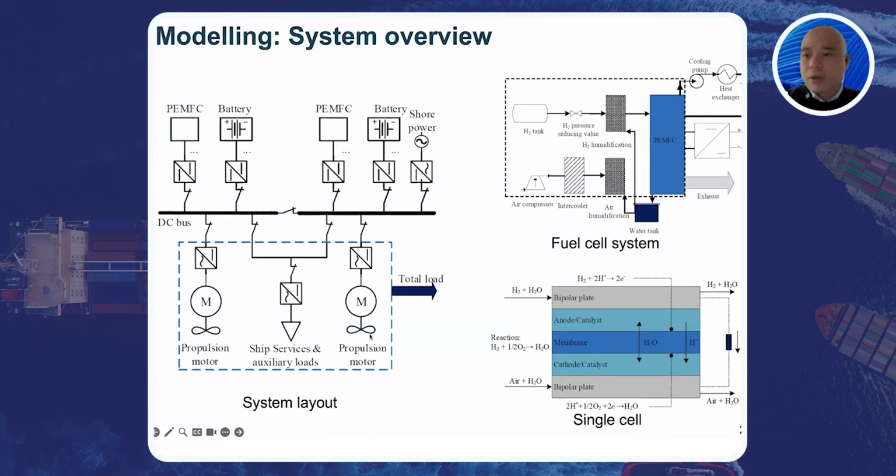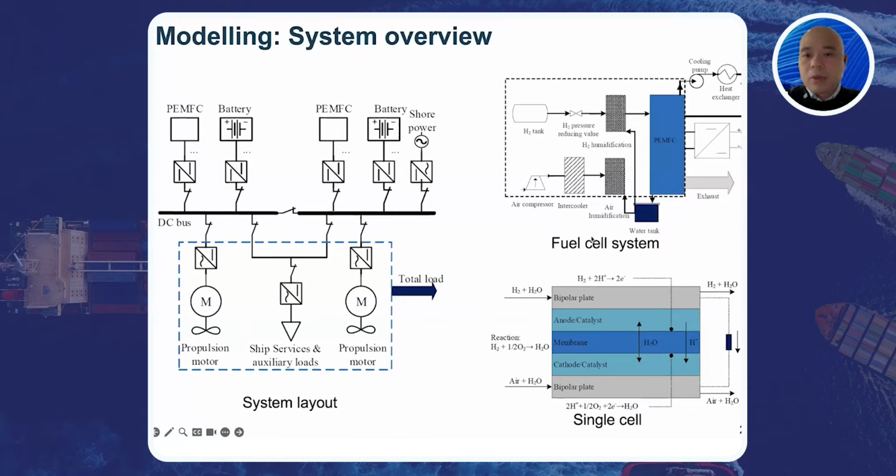On the left side, we have a system level layout for the hybrid powertrain. We are using a DC powertrain architecture, and we have the fuel cells and batteries. On the other side, we have the shore power to charge the batteries only when the vessel is at the port. We have system level modeling of the propulsion motors and also the service and auxiliary loads. That's the overall system level modeling.